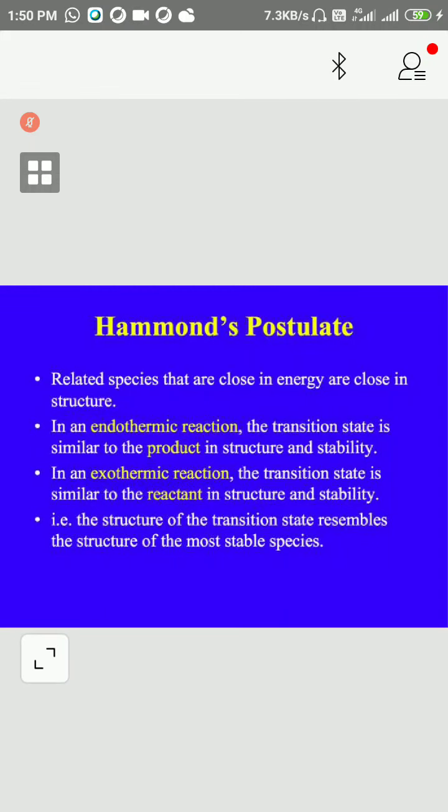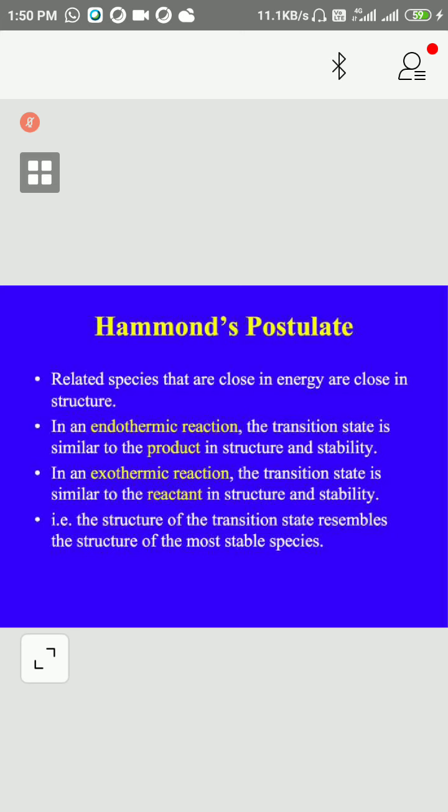Related species that are close in energy are close in structure. In an endothermic reaction, the transition state is similar to the product in structure and stability. In an exothermic reaction, the transition state is similar to the reactant in structure and stability. The structure of the transition state resembles the structure of the most stable species.